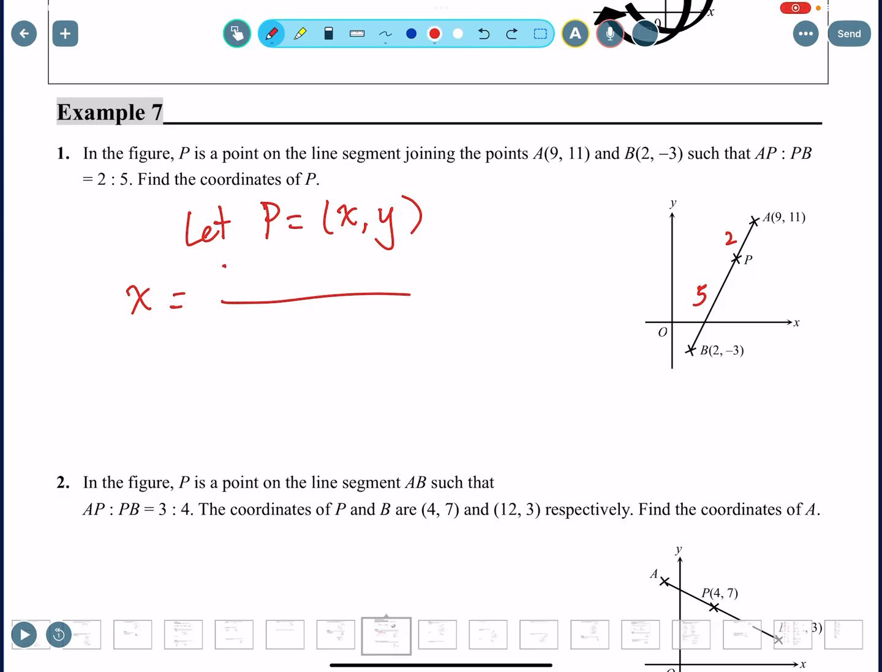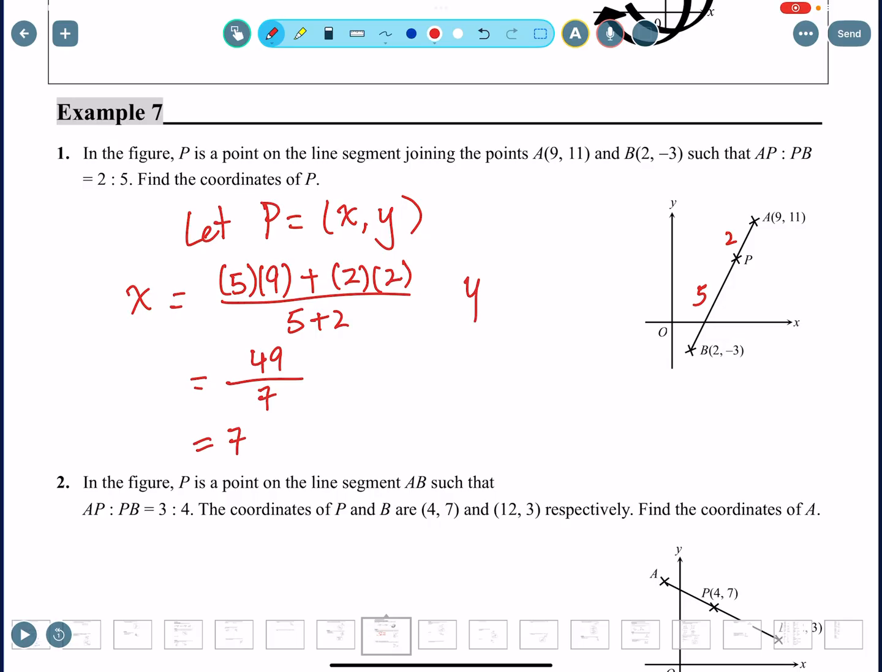So what I'm gonna do is 5 times 9 will be multiplied together, plus 2 will multiply to the furthest point, 2. So 2 times 2. Again, we are multiplying the x coordinates only, don't touch the y. At the bottom of the fraction are basically the sum of the two ratios, 5 plus 2. So calculate top and bottom separately. We have 45 plus 4, 49, divided by 7, you would get 7.